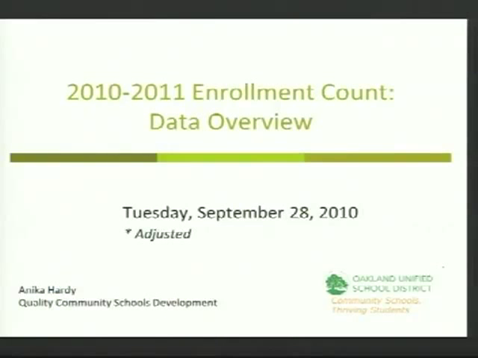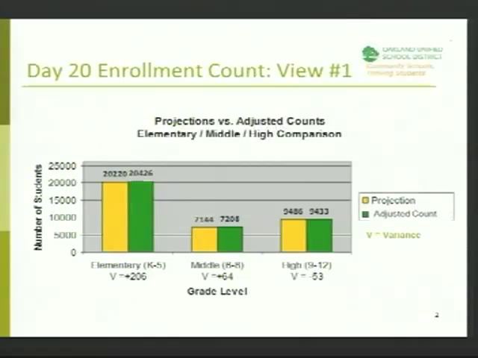So this is just some highlights, and I'll tell you what's here, and then I'll share a few things that are actually not contained in this presentation. This shares the difference between the projections, a process where we project the number of students that we expect to receive in our schools, and the actual students that we have. This count is a slightly adjusted count from the 20th day, where we cleaned the data by contacting schools, verifying information, and going through our ARIES system.